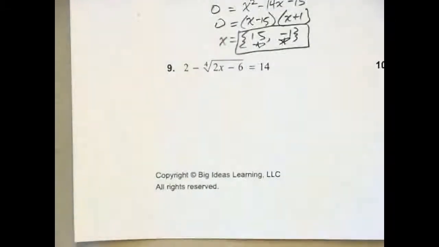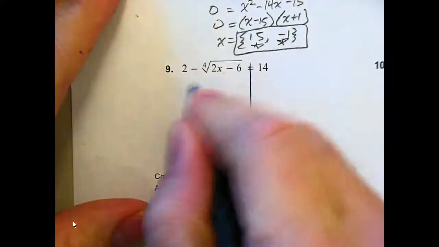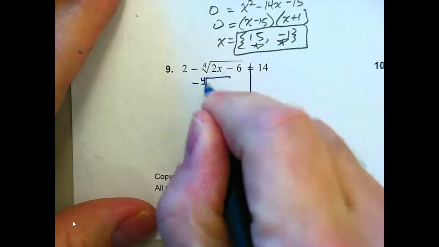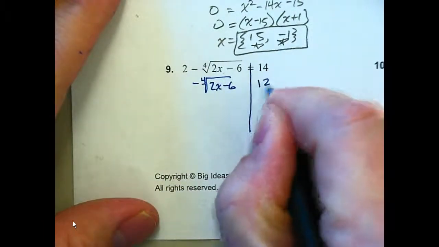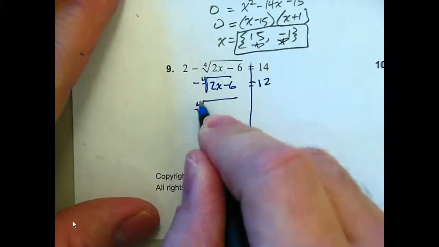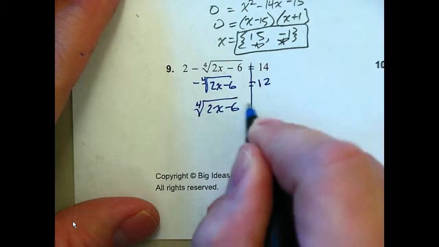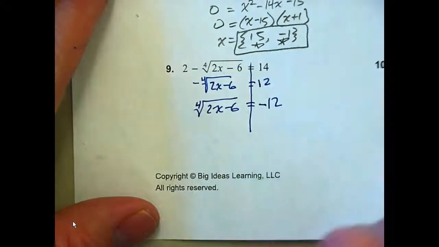Hey, number 9, give it a go. I gave it to you 1 minute ago, and how could we not be done with 9 yet? Okay? I mean, you move that over and you get 12, and then what do you do? Divide by -1 and you get -12, and you are done.